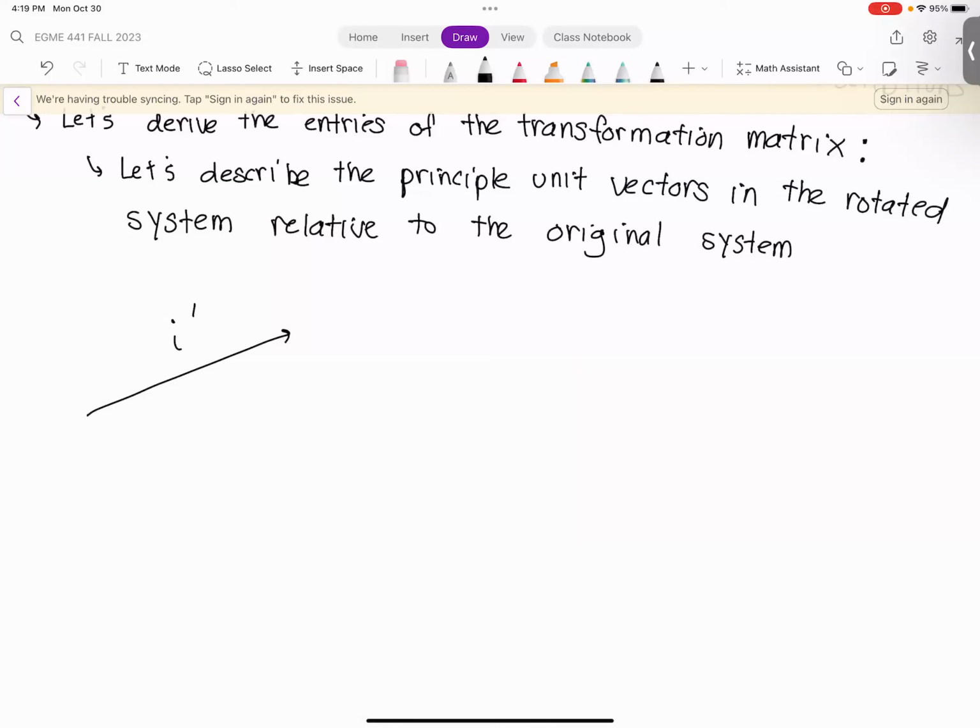We'll call that i prime. If we were to draw a triangle, it would look something like this. The angle that the vector makes with the horizontal is the rotation angle. Then we have two sides of this triangle, the x and y sides of that triangle. So i prime is a unit vector in the x prime direction.